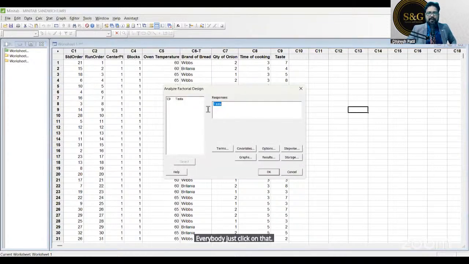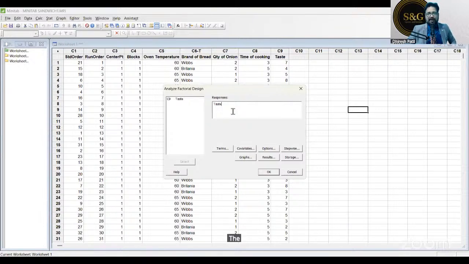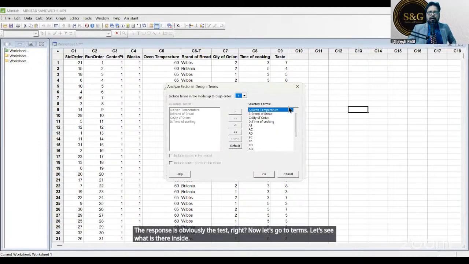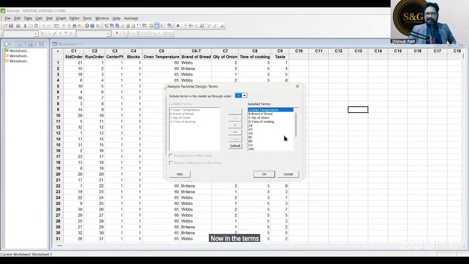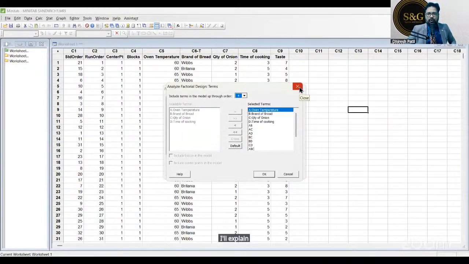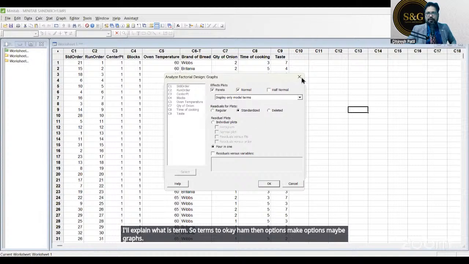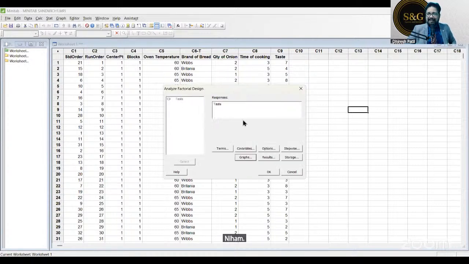This window will appear. Now you need to select the response here, and the response is obviously the test. Now let's go to terms. Let's see what is there inside. Now in the terms, we have selected all the terms. I'll explain to you what terms are, okay? So terms तो okay है. Then options में क्या है? नहीं, options में भी कुछ नहीं है. Graphs. Okay, graphs में भी कुछ करने की जरूरत नहीं है. Okay, just select the test and say okay.